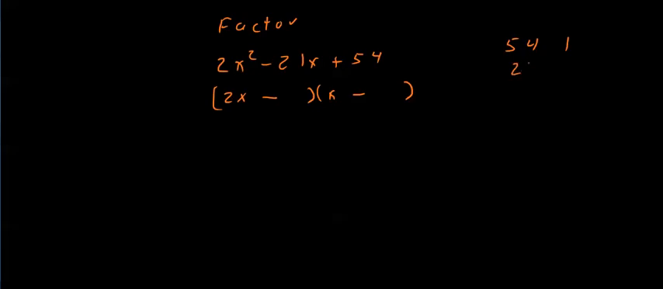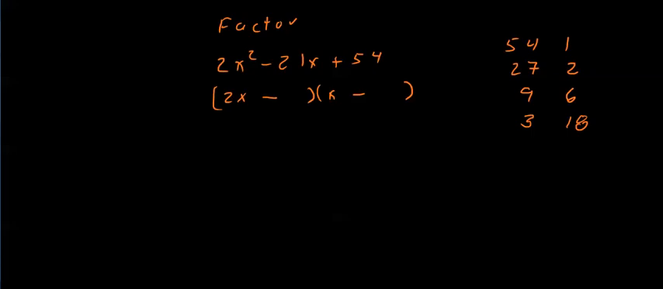Divide this by 2, 27, times this by 2, we get 2. Divide by 3, we get 9, times this by 3, we get 6. Divide 9 by 3, I get 3. Multiply 6 by 3, I get 18. So this is my possible pairs that I could use.